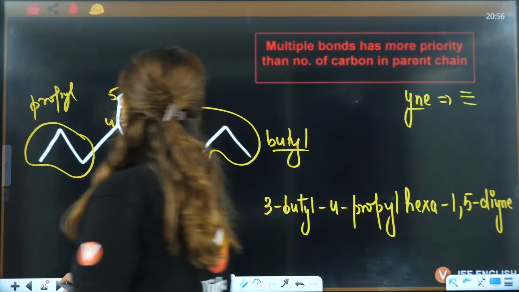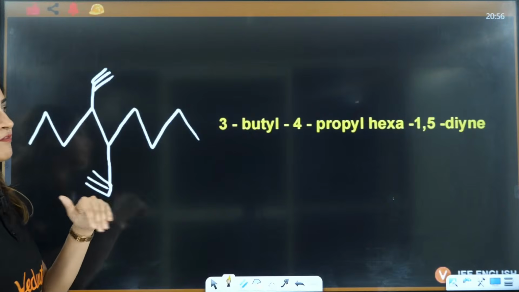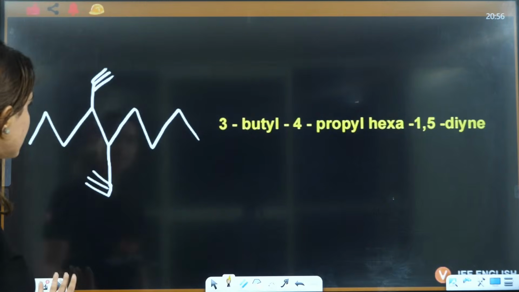Okay, two ynes you have, no? So it will be diyne, right? 3-butyl, 4-propyl, hexa-1,5-diyne, right?